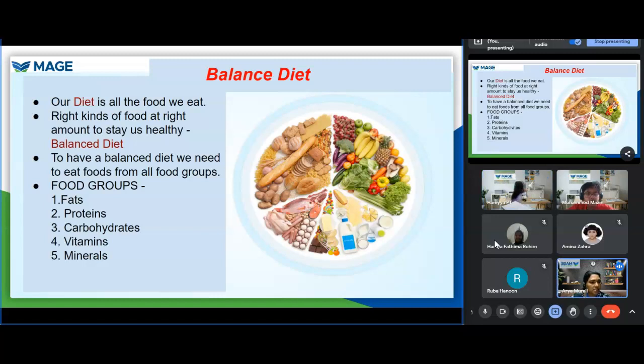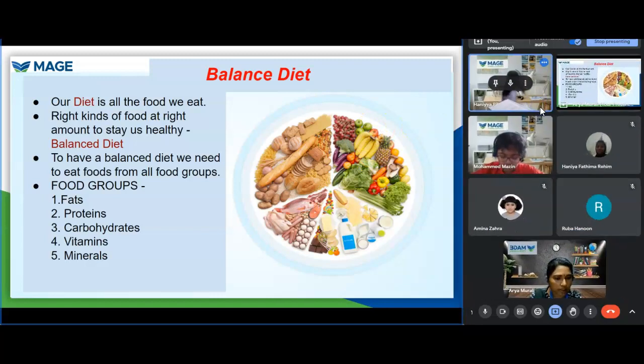I think yesterday we have discussed about the food. We have discussed about the food.